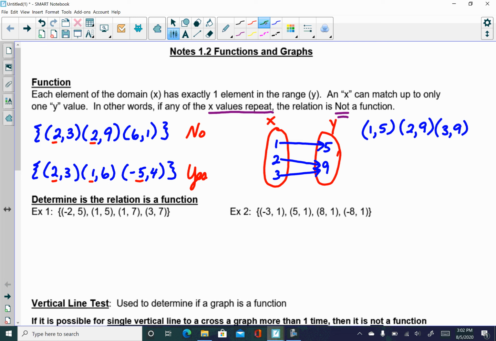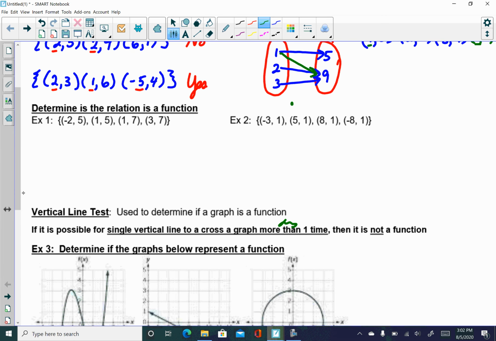However, if I came in and also paired 1 with 9, then I add this ordered pair (1, 9), and now my 1 has repeated, and so now it's not a function. Okay, so I just want to give you multiple ways to look at that. Down below, you are going to determine if those are a function or not. So what I would recommend is that you pause the video, and then you can check yourself by the solution key that's posted online.